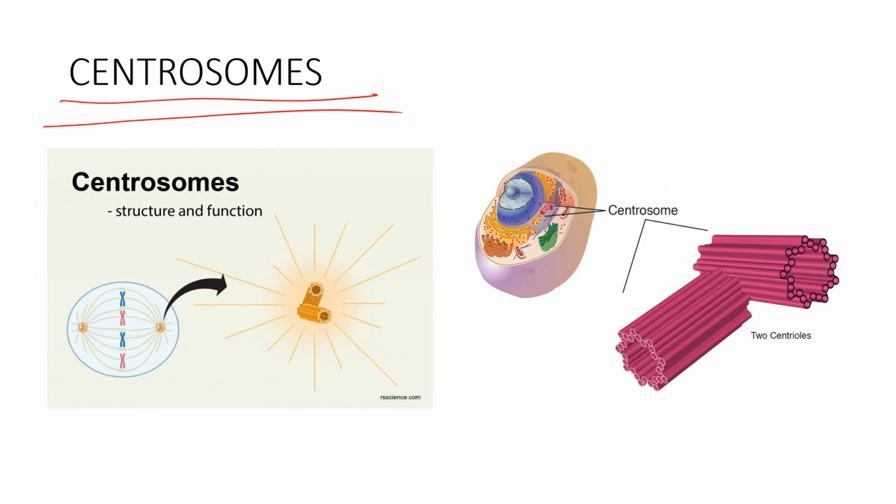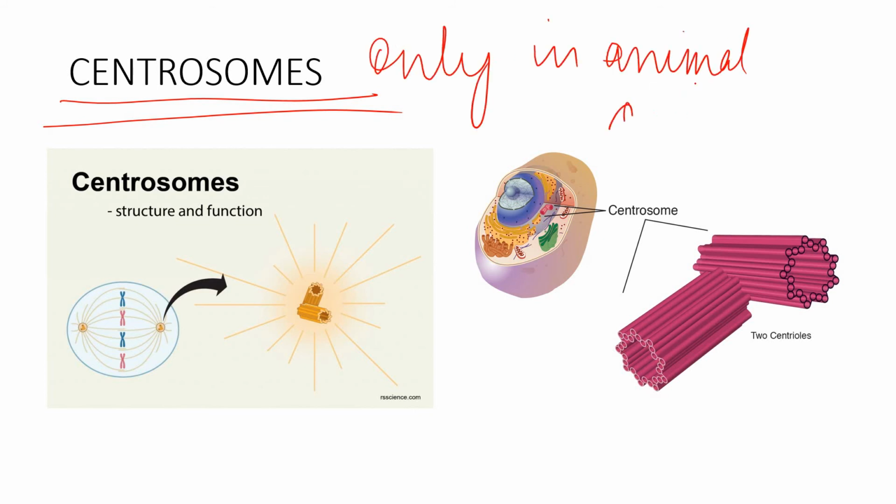Next we come to centrosomes. These structures are present only in animal cells. See, you have to remember all those points, which organelles are present only in animal cells, or which organelles are present only in plant cells. Questions will come from all these things. You have to remember that.